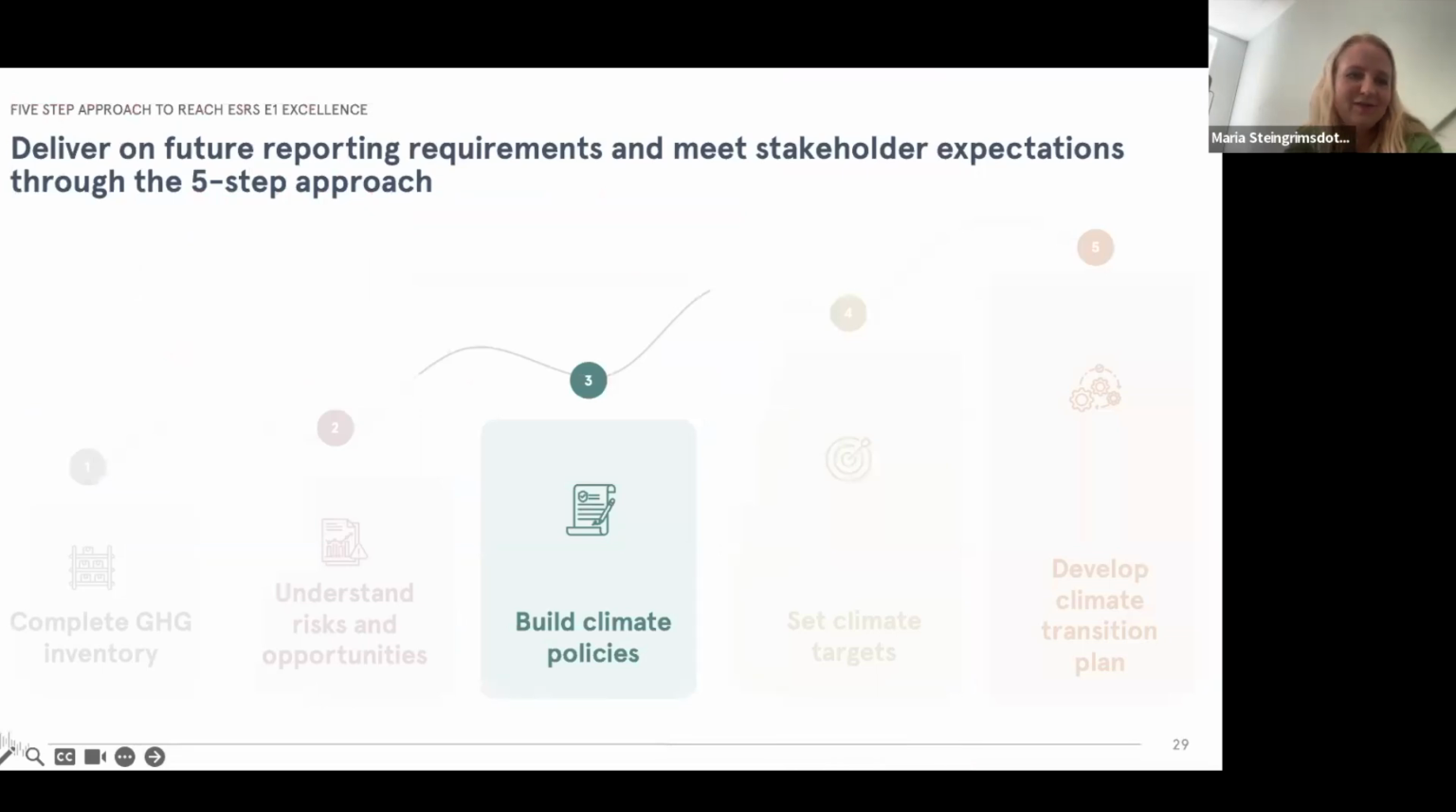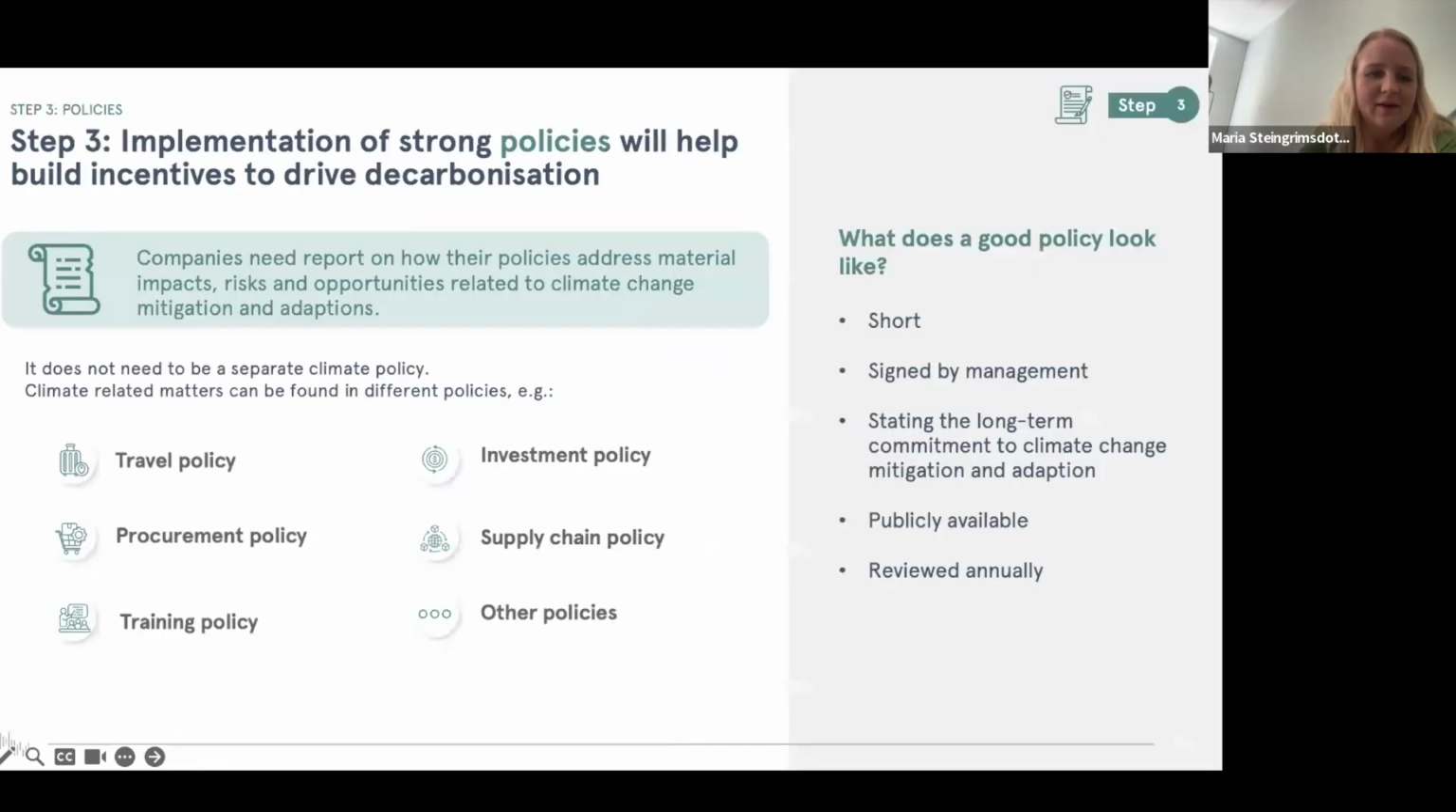And now we have arrived at the third step here, which is around building climate policies. So, what are you being asked here? You are being asked to report on how your policies address material impacts, risks, and opportunities related to climate change mitigation and adaptation. The implementation of strong policies will help to build incentives and drive decarbonization within the company.